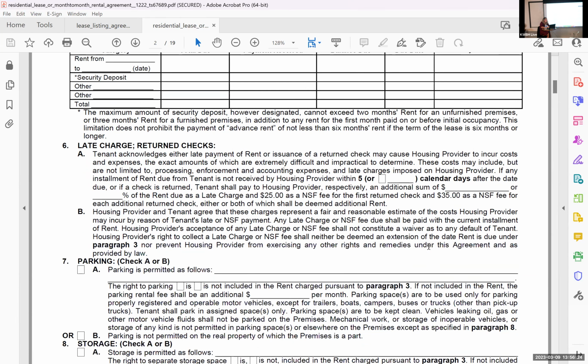Late fee. So the way that our lease agreement is written is that if any rent is received more than 5 days past the due date, it's a 5-day grace period, then there is a late fee in the sum of blank or percent. Flat fee is pretty typical.